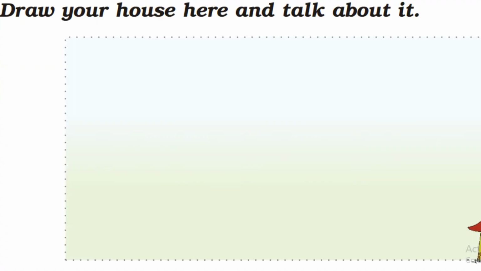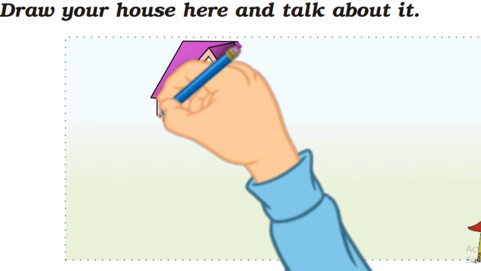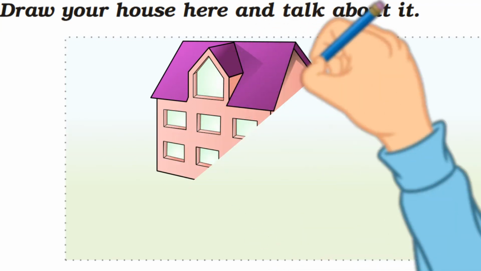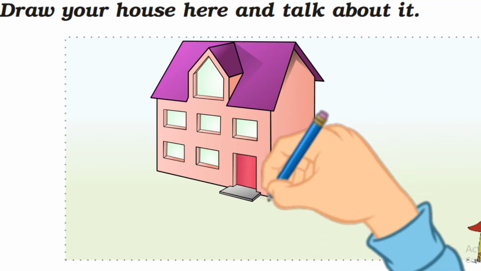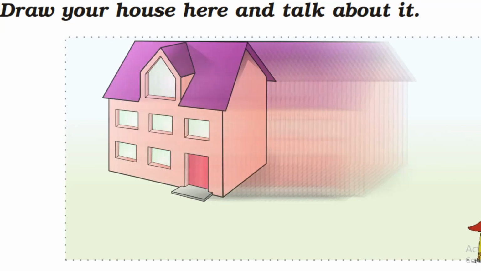Next, let's draw. Draw your house here and talk about it. Okay, I'm drawing my house. My house looks like this. Okay, so I'm going to talk about my house, that I love my house. In my house there are 4 people: my mother, my father, my brother and me. I love my house and it is of pink color.